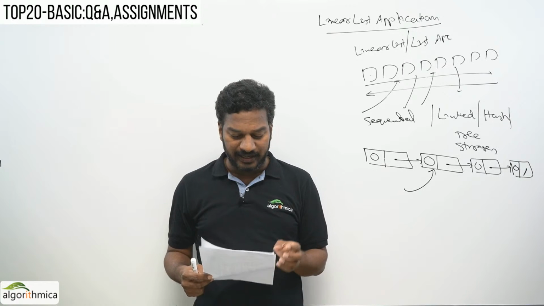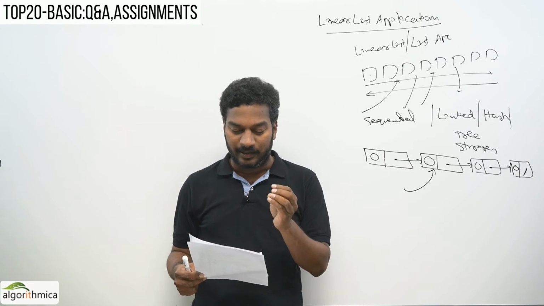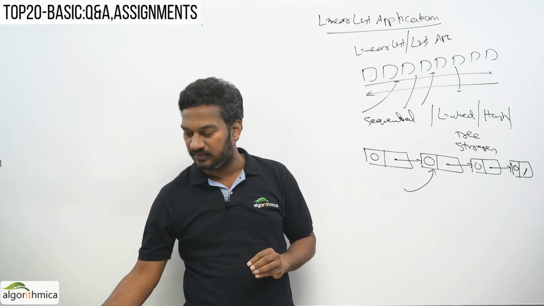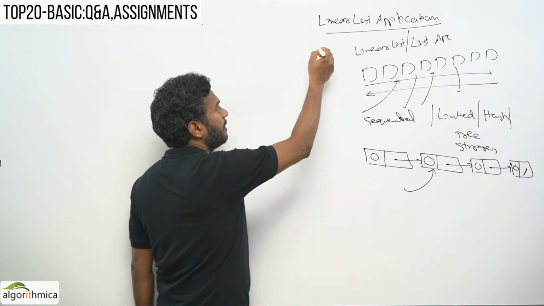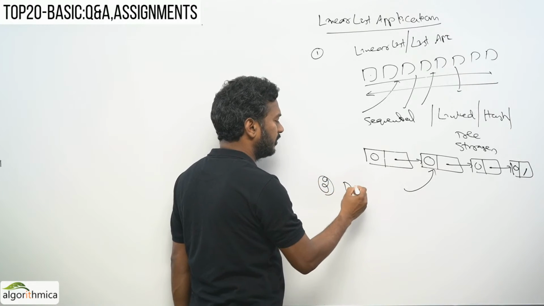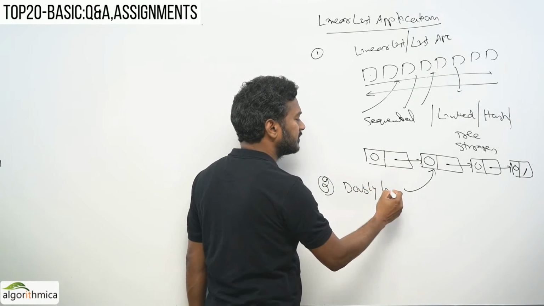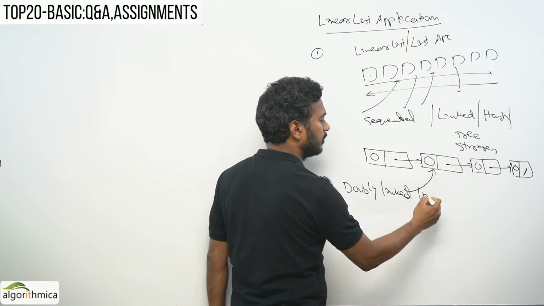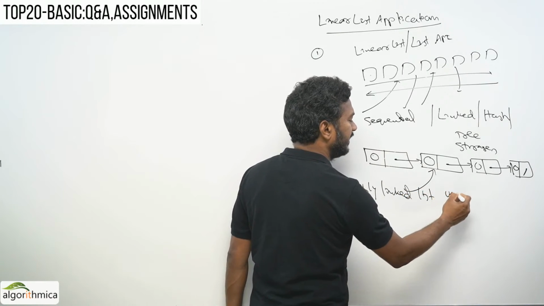The second problem is a little tricky. We're asked to implement a double linked list but with a single pointer field. So let me write this. This is the first problem here. Let me talk about the second problem, which is a double linked list using a single pointer field.